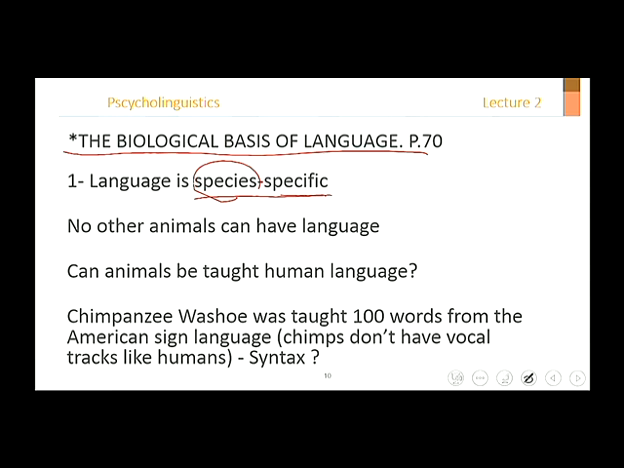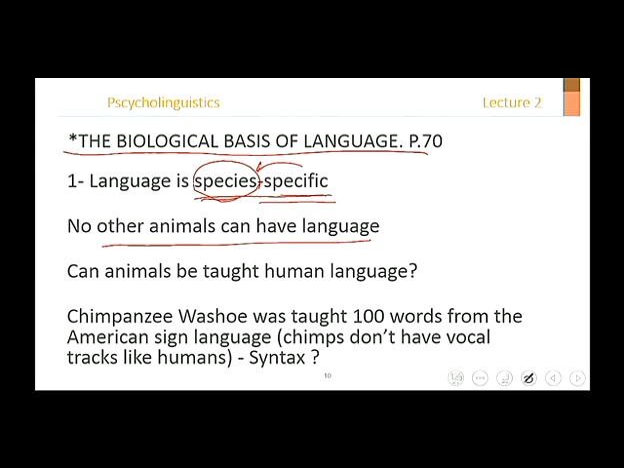We have monkeys, we have... So here we are referring to species. Fish, we have different fish species. So language is species specific. What does that mean? It is specific to that species, specific to humans. Language is human specific, let's say, or specific to humans. No other animals can have language.